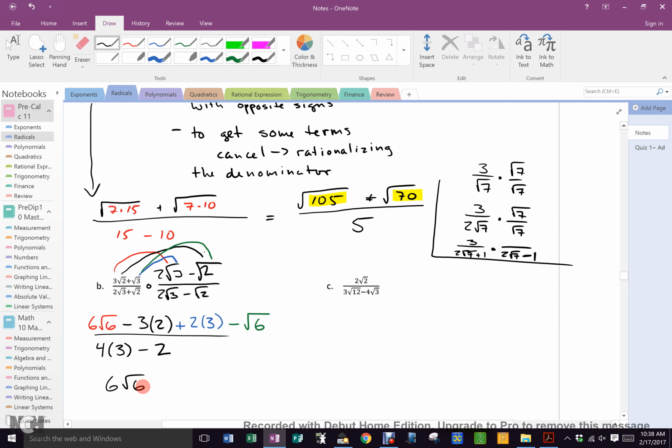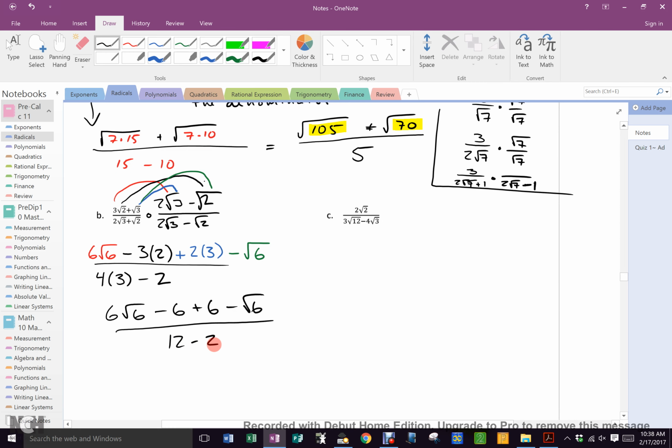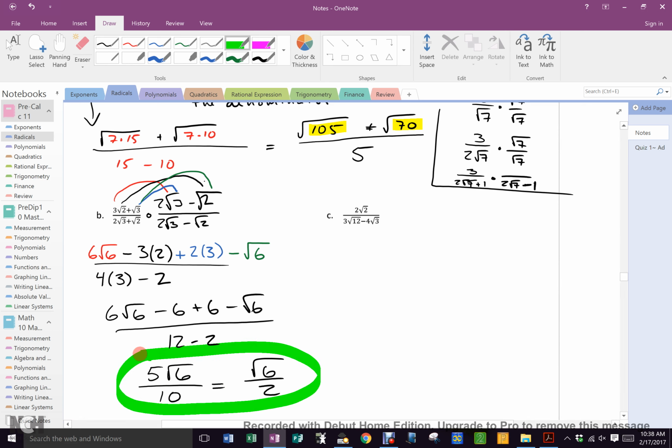6 root 6 minus 6 plus 6 minus root 6 over 12 minus 2. That is 5 root 6 over 10, which we simplify to root 6 over 2. That is right.